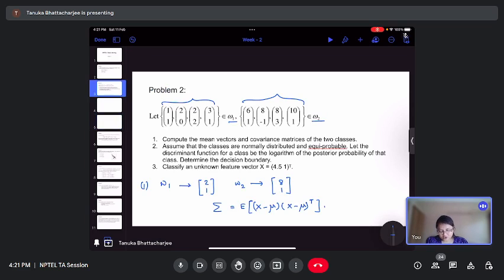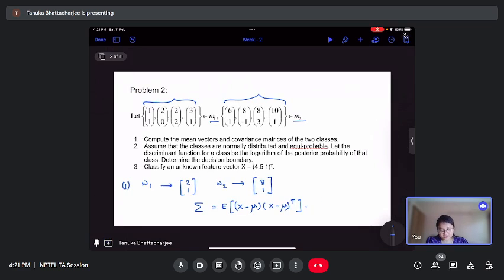Now the next part of the question was: assume that the classes are normally distributed and equiprobable. So the prior probability of both the classes is equal, probability of omega 1 is equal to probability of omega 2. Let the discriminant function of a class be the logarithm of the posterior probability of that class. Now you have to determine the decision boundary. So first let us determine the discriminant function for the classes, then we will go for the decision boundary.